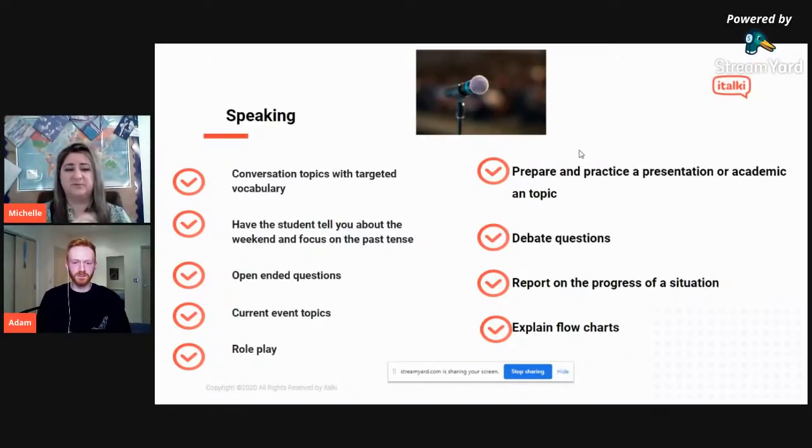So the first point I have here is conversation topics with targeted vocabulary. So again, if I know somebody needs to work on the past tense, I'm going to ask that question. So tell me about your weekend. So it is a speaking topic, but it's also, I know what we're looking for. If it's again about ED, right? So we're trying to make sure that the student has it pretty solid on the pronunciation of ED. That's another thing. I'm going to ask you a question for the past tense.